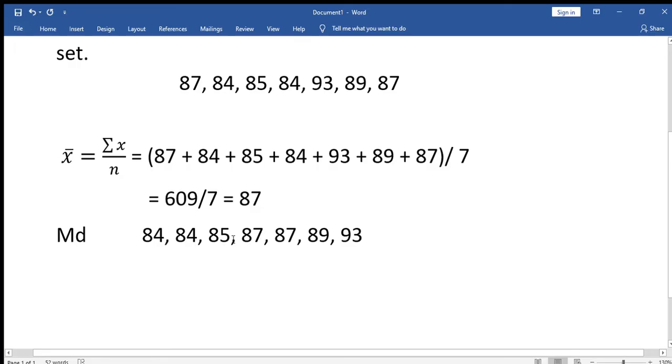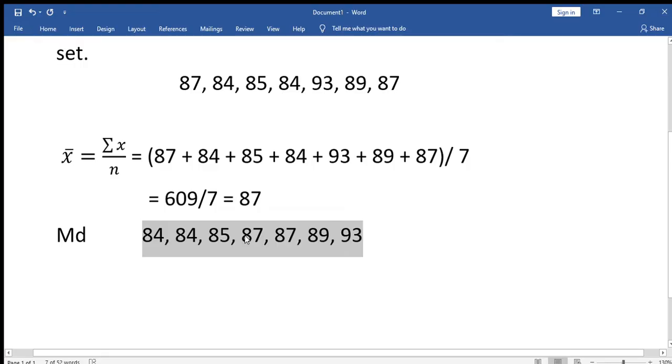Now, you are going to count the number of scores. How many scores do we have here? We have 7. And 7 is an odd number. So from that, what do you think is our middlemost score from our given data set? What is our middlemost score here? So we have 84, 84, 85, 87, 87, 89, 93. So here, our middlemost score is 87.